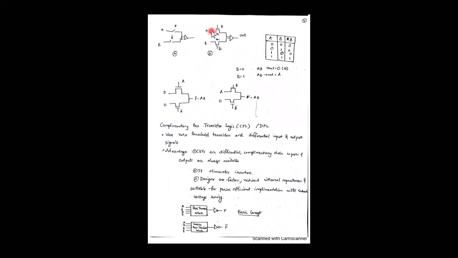A is the input, B is also the input to the transistors M1 and M2. We are providing the signals B and B bar. Based on the combination of the signals provided at the gate and either of the two terminals, either the gate or the source, we are getting the required logic function as output.